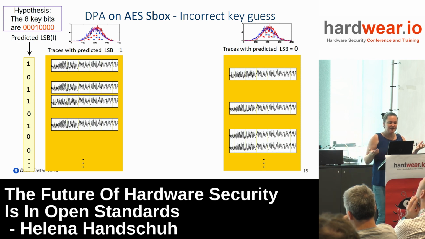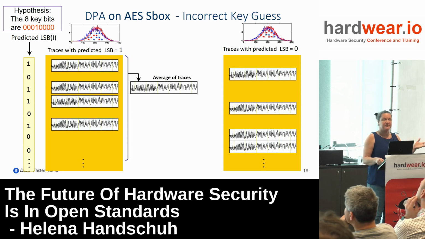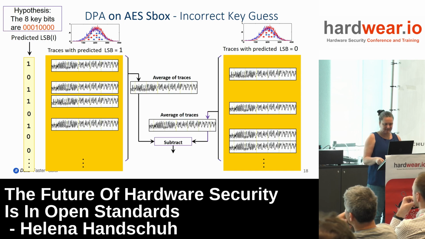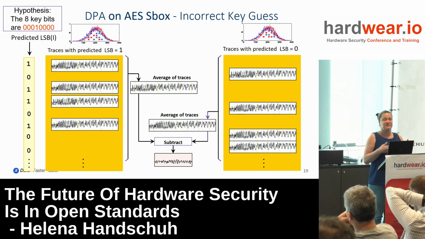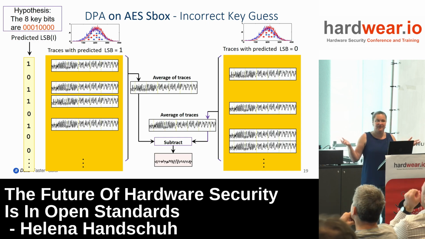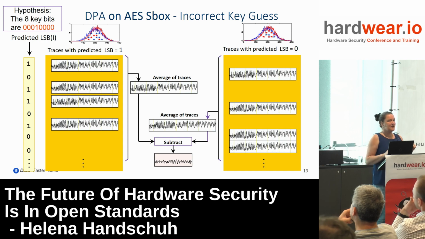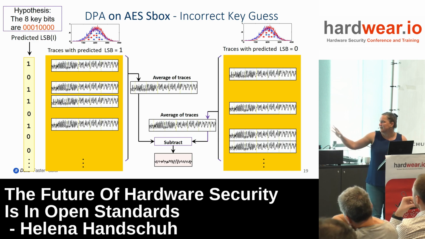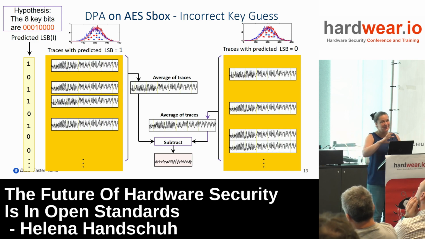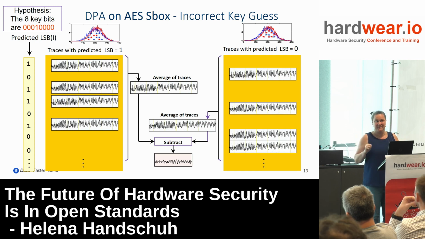And therefore, if I do the same exercise again, average the traces in both buckets, and subtract, I end up seeing nothing, because now I'm just randomly sorting stuff and they all look alike on average. So the difference between the correct guess and the incorrect guess is very easy to see. There's not really a lot of mathematics involved. You just have to look at the power trace, average, subtract, look at the power trace. If you see peaks, your guess is correct. If you don't see peaks, your guess is not correct.